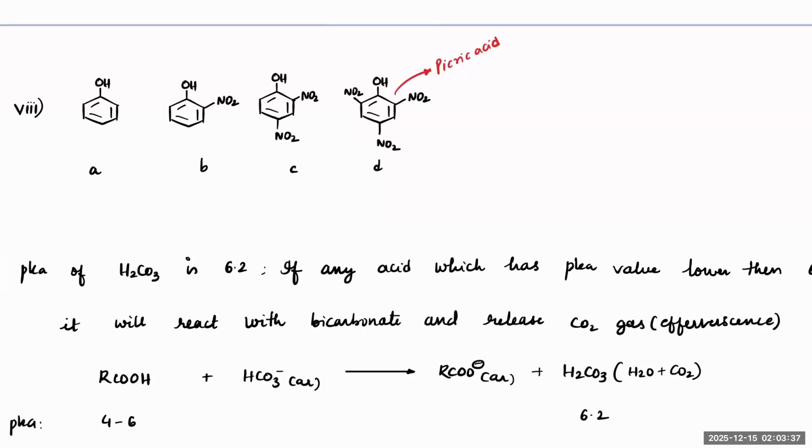In fact, if you compare the pK values here, phenol sits around 10. With one nitro group, it comes around 7.8. With two, it is around 4.5. With three, it is around 1. So this is the range of acidic strength, this is the pK value. And that implies the acidic nature of these compounds will be D very strong, then C, then B, then A.